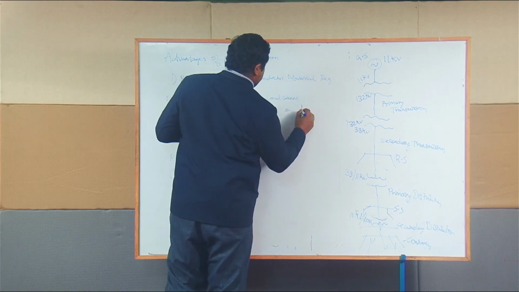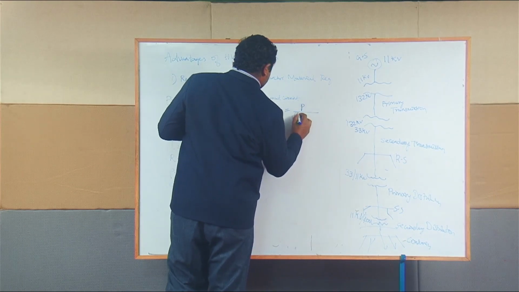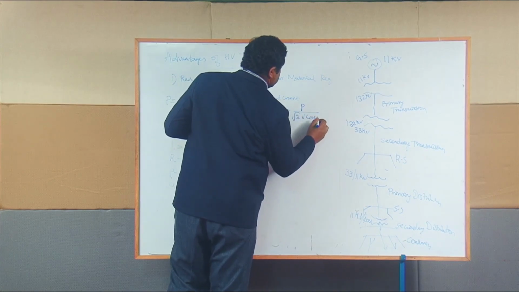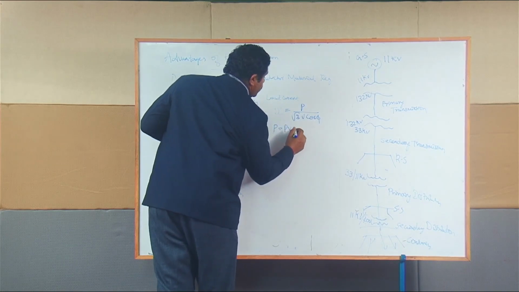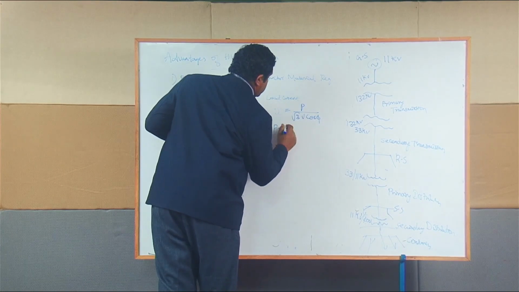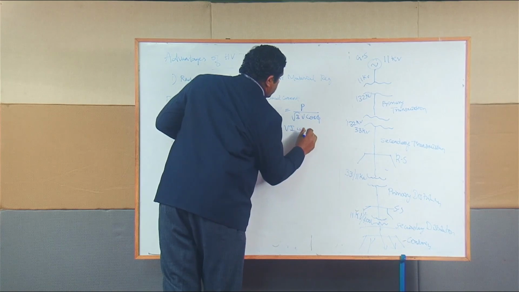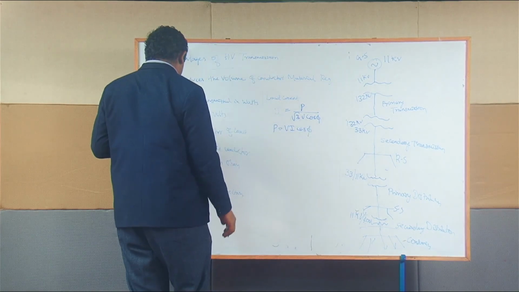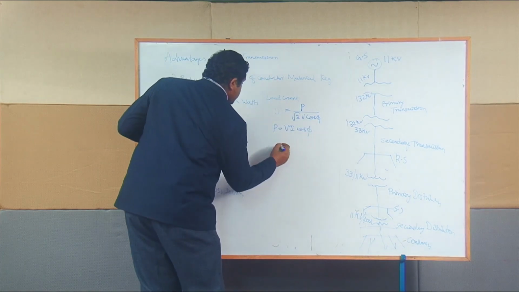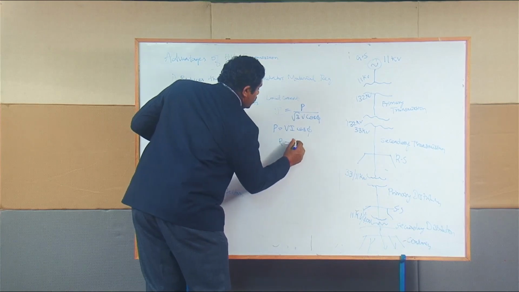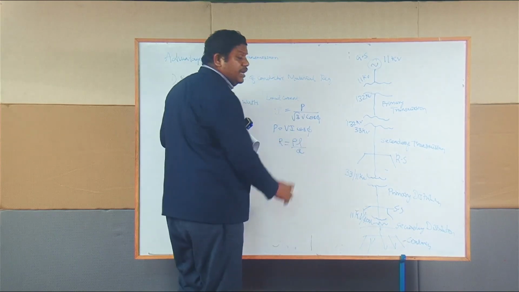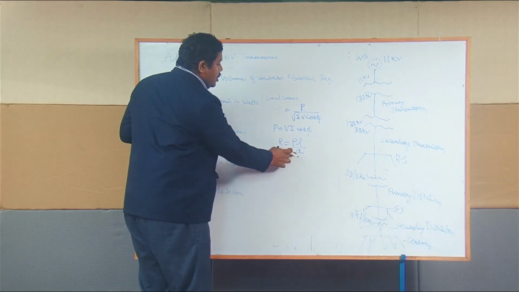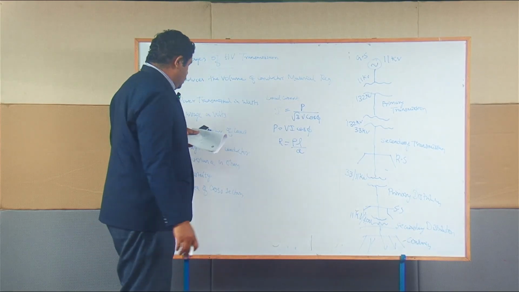I is equal to P divided by root 3 into V cos phi, which is derived from the power formula P is equal to root 3 VI cos phi. So, next one is the resistance. R is equal to rho L by A. Rho is the resistivity, L is the length of the conductor, A is the area of cross section.